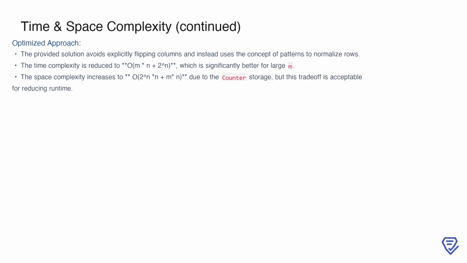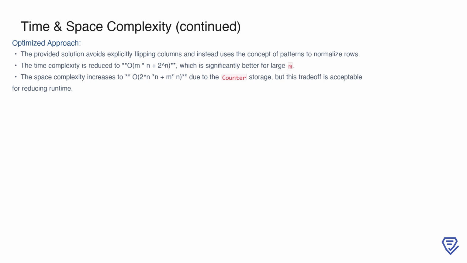In contrast, the optimized solution avoids directly flipping columns by leveraging the concept of patterns to normalize rows. This significantly reduces the time complexity to m times n plus 2 to the power of n. While the space complexity increases to 2 to the power of n times n plus m times n, due to the storage required for the patterns counter, this trade-off is acceptable because it allows us to achieve a much faster runtime.